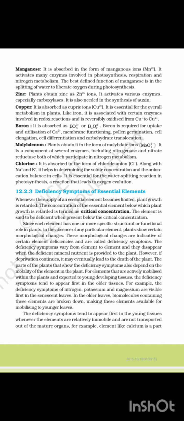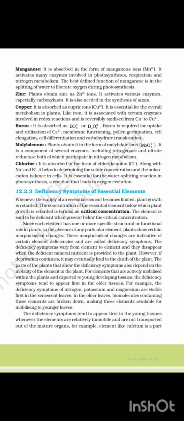Zinc. Plants obtain zinc as Zn2 plus ion. It activates various enzymes, especially carboxylase. It is also needed in the synthesis of auxin. Copper. It is absorbed as cupric ions. It is essential for the overall metabolism in plants.